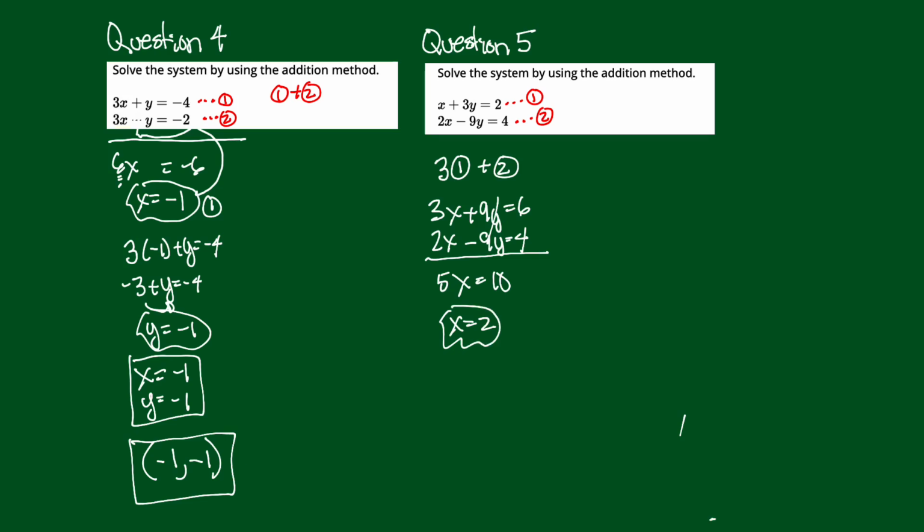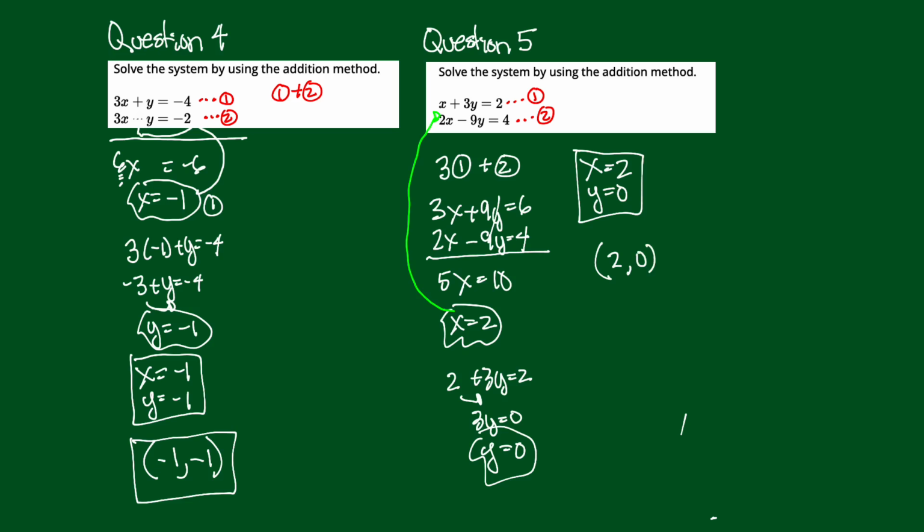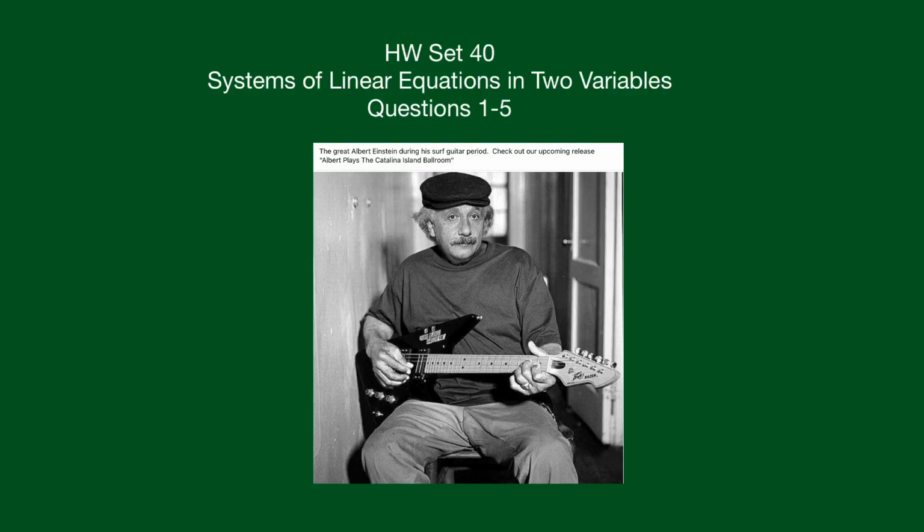Now, take that x value and put it back into one of these equations. It doesn't matter which one. I think I'll just put it back into the first one. Doing so, I will get 2 plus 3y is equal to 2. Let's subtract 2. So I'll get 3y equals 0. So y must be 0. So I now claim that x is equal to 2, y is equal to 0, or write them as an ordered pair, 2, 0. And that is a look at the first 5 questions in our homework set 40.